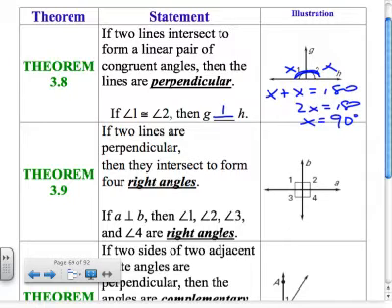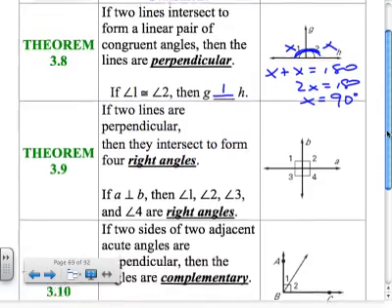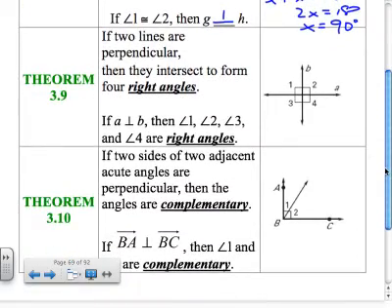The second one says if two lines are perpendicular, then they intersect to form 4 right angles. We already established earlier in the semester that two lines are perpendicular if and only if they intersect to form a right angle. But now this theorem points out that there are actually 4 right angles. If this angle's a right angle, then angle 3 must be a right angle by the vertical angles congruence theorem. And 1 and 2 here are a linear pair, so they have to add up to 180. If one's 90, the other's got to be 90. That's where the 4 right angles come from.